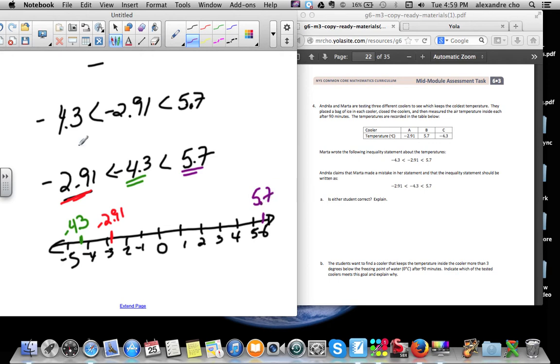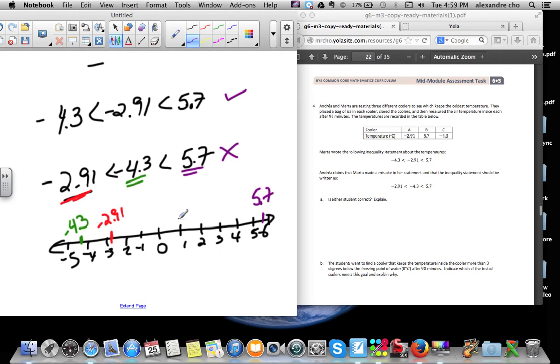Our smallest number is -4.3. Our second smallest number is -2.91. And our biggest number is 5.7. Are any of these two girls correct? Well, first girl said -4.3 is smaller than -2.91. True. And -2.91 smaller than 5.7. That is a true statement. This other girl said that -2.91 is smaller than -4.3. But it can't be right because look at our number line. -4.3 is the number all the way to the left. Remember, the number on the left will always be smaller than the number on the right. So this girl did it incorrectly.